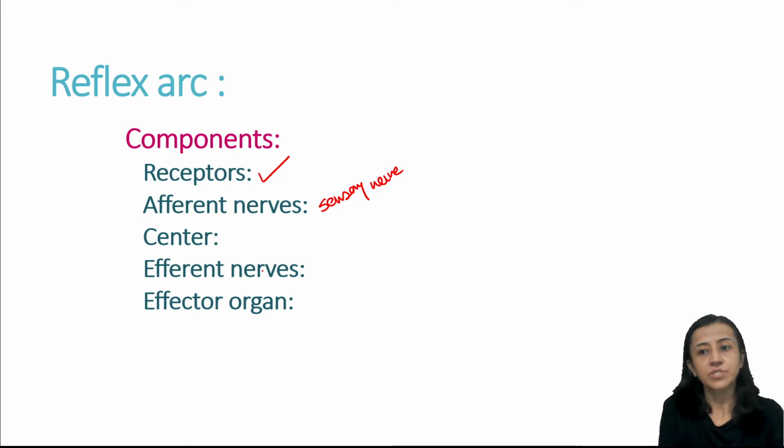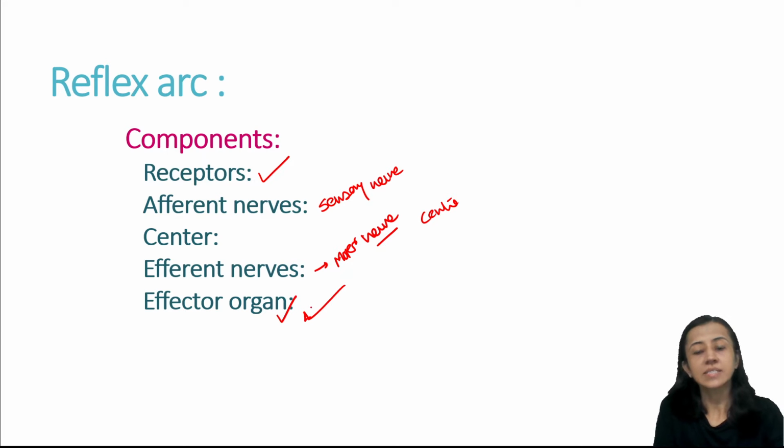Third, that is center, which is generally located in the central nervous system, that receives sensory information and generates motor response. Then efferent nerve, which is also known as motor nerve, transmits motor impulses from center to the effector organ. And effector organ is either a muscle or gland or any other tissue that gives response. So these are the five components of reflex arc.